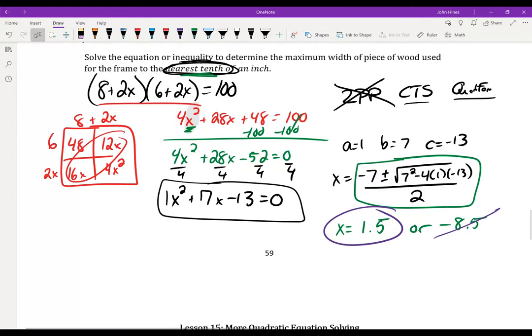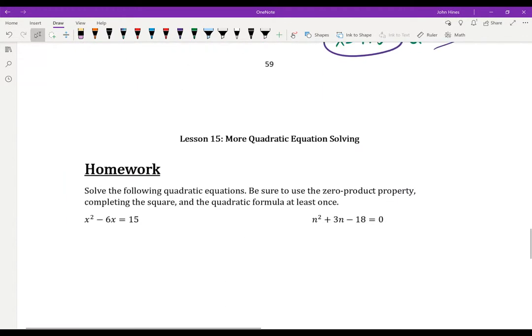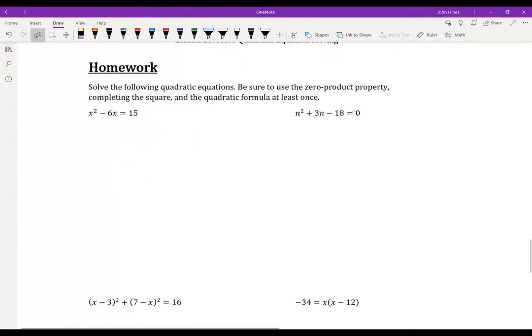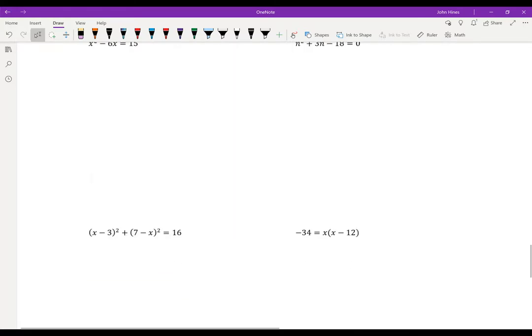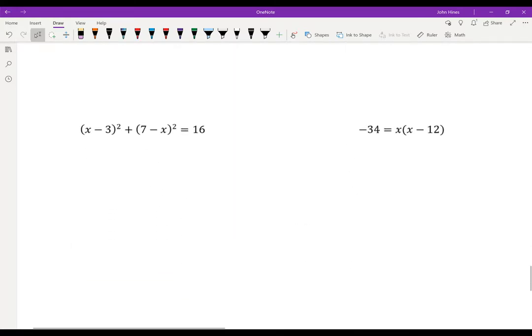So hopefully at this point you feel good with completing the square and the quadratic formula. On the homework, I got 4 little quick practice problems for you to do. The first 2 are pretty straightforward. On these 2, I want to give you a heads up. You got to do a little bit of work first.